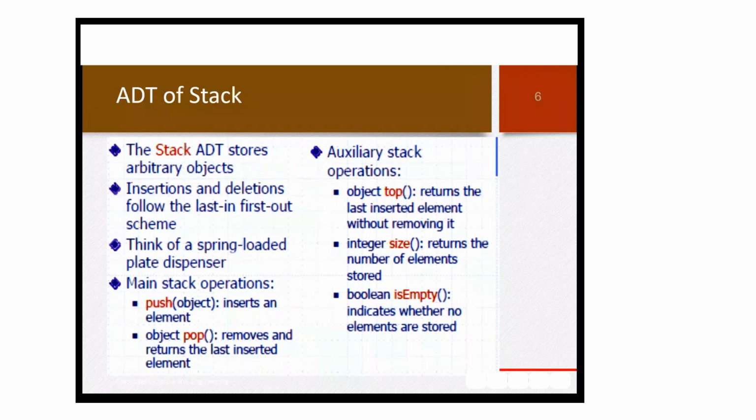So it stores arbitrary objects. You don't need to actually specify in an ADT what kind of objects. It could be any object. It could be a student object, it could be an employee object, it could be a simple integer element, or it could be names of some items, anything for that matter, or web page links. Any object can be stored in this stack. So that's why we say it's an arbitrary object.